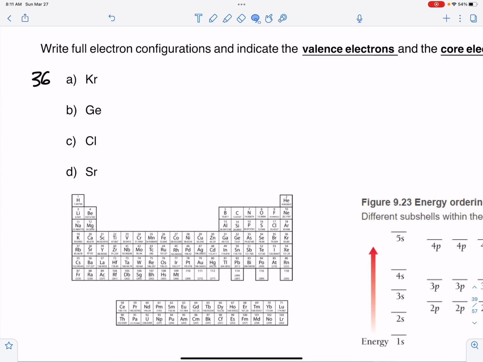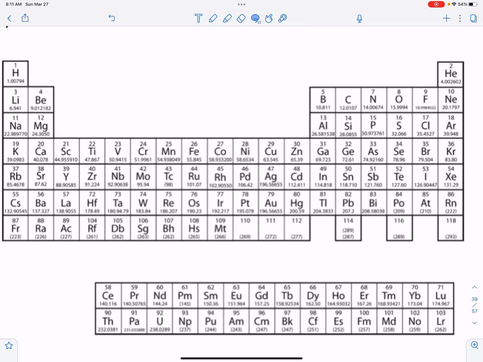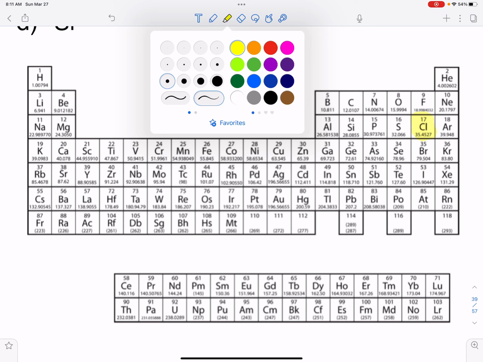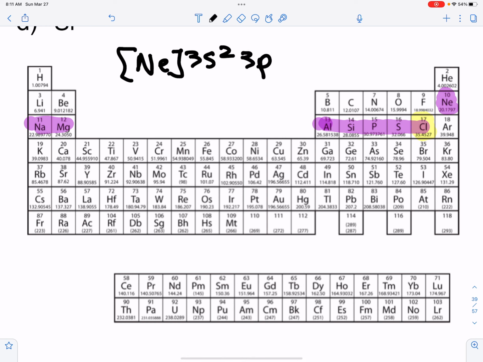So the next one that we're doing is going to be chlorine. So once more, we're going to use the noble gas configuration. So chlorine is right there. So the closest noble gas going back is going to be neon. So we're going to do brackets, neon, and then we're going to take it from there. So it's going to be 3s2, 3p5.